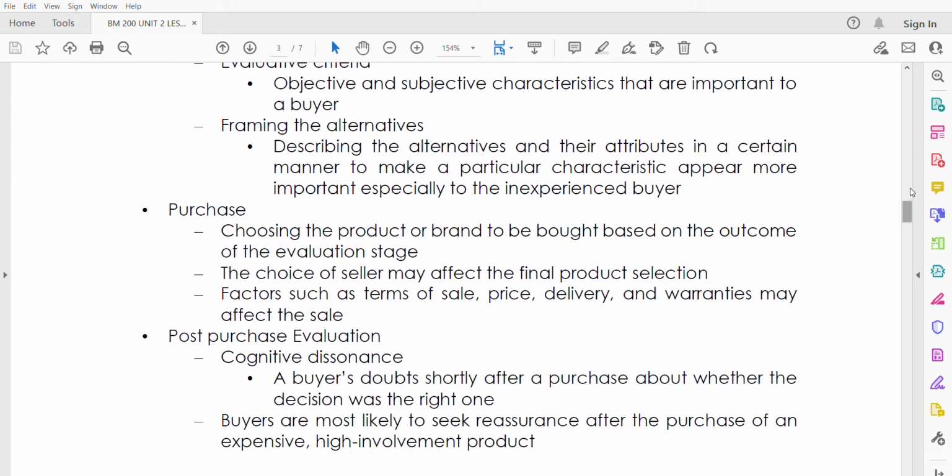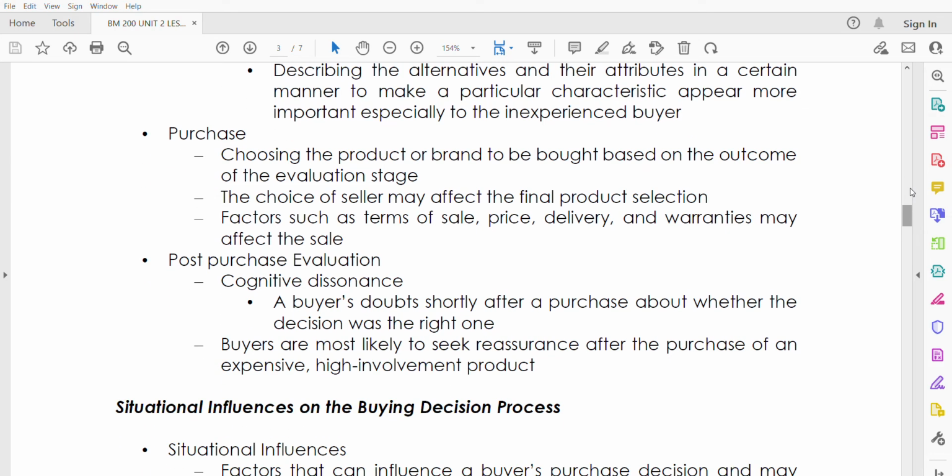So choosing the product or brand to be bought based on the outcome of the evaluation stage, and then the choice of the seller may affect the final product selection. So factors such as terms of sale, price, delivery, and warranties may also affect this stage. So napalit na nimo, ning gasto na ka.